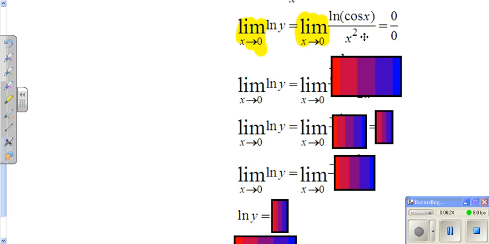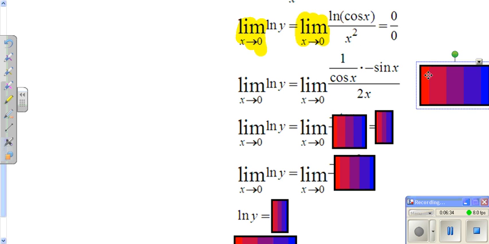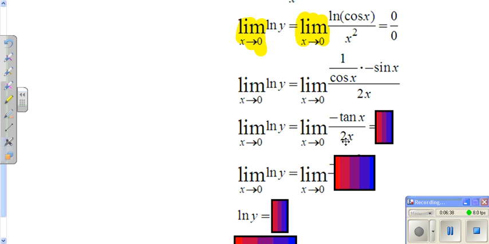So I'm going to do the derivative of the top, so it'd be 1 over cosine, times the derivative of the inside. Derivative of cosine is your negative sine. Derivative of the bottom. So it's really a negative tangent over 2x. Now I could try plugging in 0. You get 0 on top, 0 on the bottom. So once again, I can use L'Hospital's rule again. Derivative of a tangent, you know, is a secant squared. You have your negative in front. Derivative of the bottom is 2.